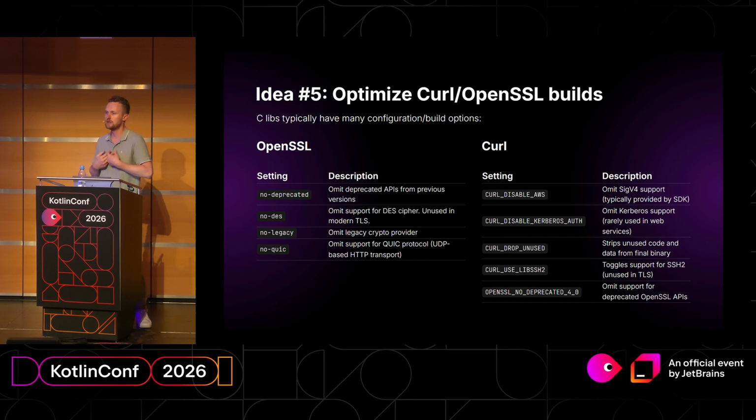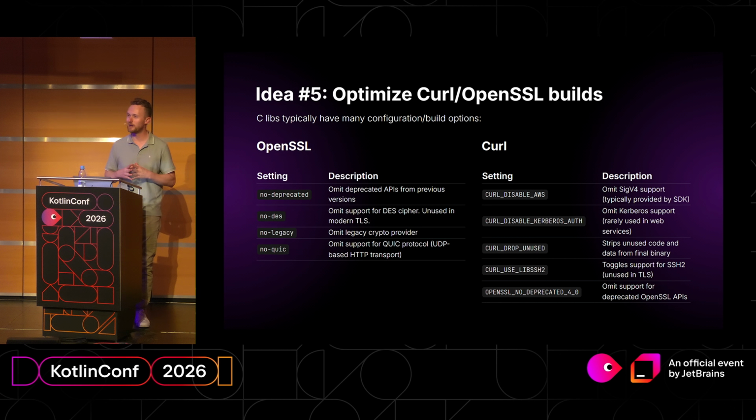I don't need my HTTP engine to sign any requests to AWS. I also don't need Kerberos authentication. That's not any sort of modern authentication that my web service or my cloud function is going to use. There was an option to drop unused code and data from the final binary, and I was surprised this wasn't turned on by default, but I figured that sounds like something I'd want to do.